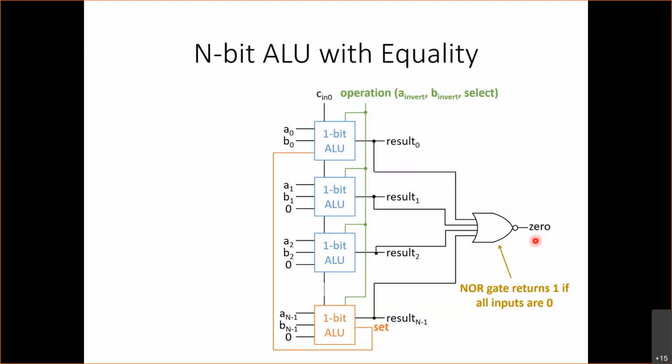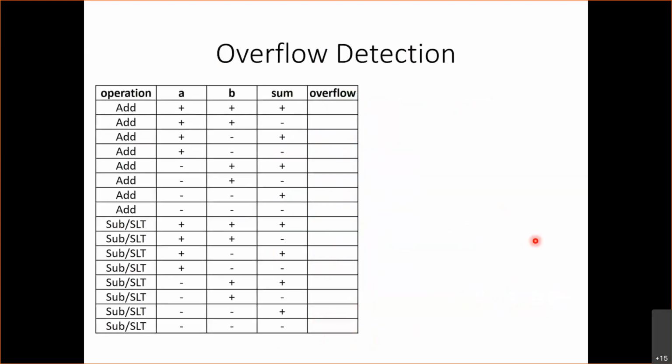Okay, well, next we're going to look at overflow. We said that if we have an n-bit ALU, there's only a finite set of numbers that it can represent. If it's unsigned, then we can represent numbers from 0 to 2 to the power n minus 1. If it's signed, we can go from negative 2 to the power n minus 1 to 2 to the power n minus 1 minus 1. So we have a finite set of numbers that can be represented.